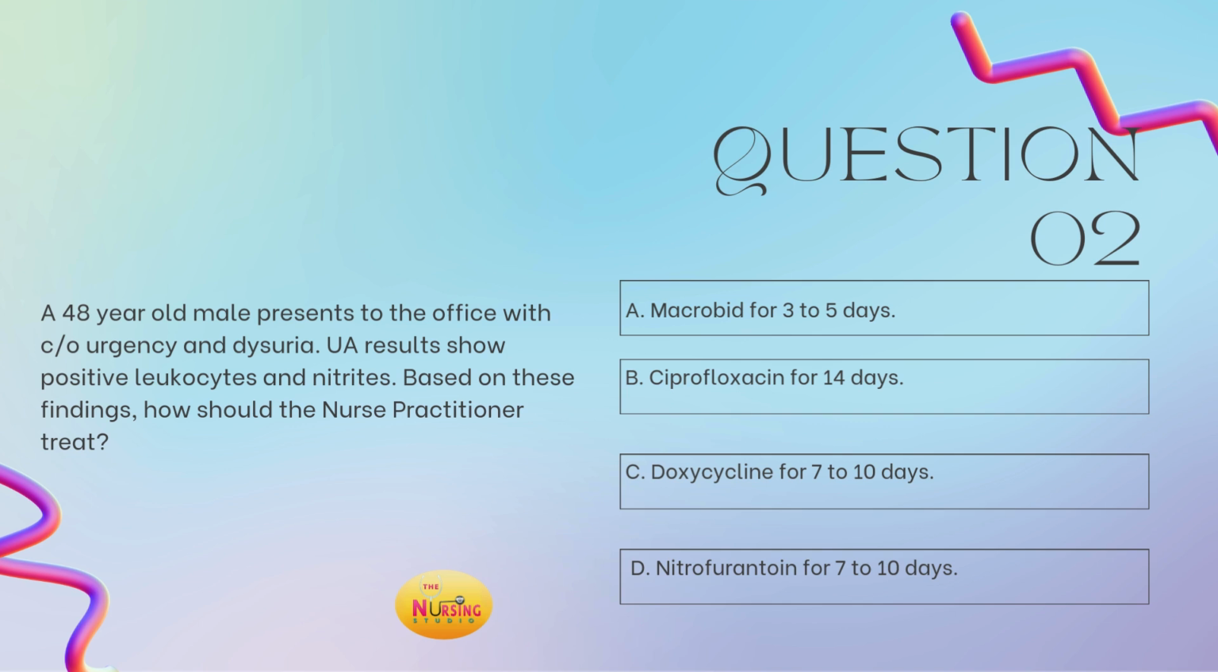So, the stem of the question here states, based on these findings, how should the nurse practitioner treat? So again, if it's asking for treatment, you want to look to see if they've given you the diagnosis. Here, they have not. So we want to look at our assessment findings.